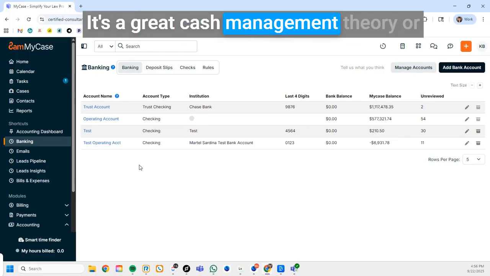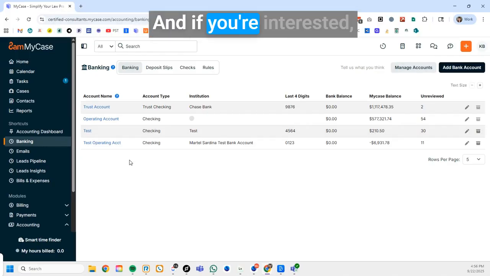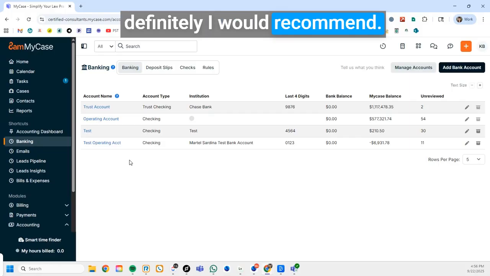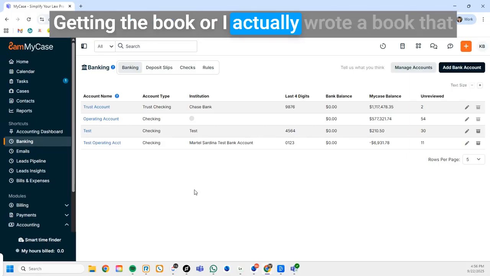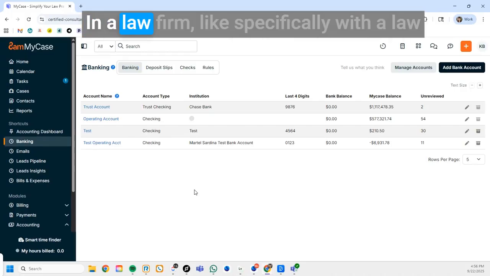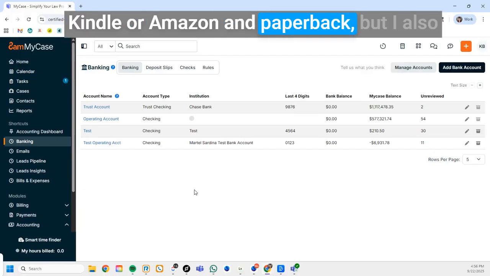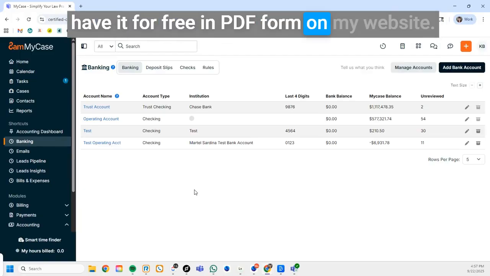It's a great cash management theory or methodology to have multiple bank accounts. And if you're interested, definitely I would recommend getting the book, or I actually wrote a book that talks about how to effectively manage cash in a law firm, like specifically with a law firm. It's available. You can buy it on Kindle or Amazon in paperback, but I also have it for free in PDF form on my website.